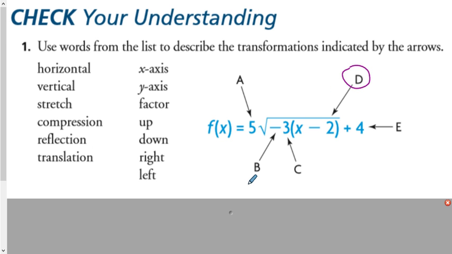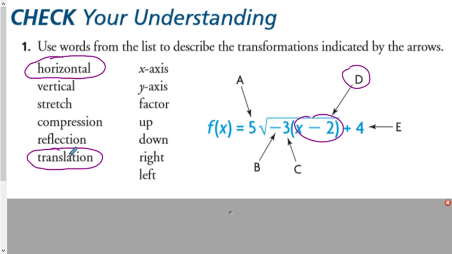Here we go. D is pointing at this one right here. This is going to move us to the left 2 spots. So we're moving horizontally. So this is a horizontal translation. Translation just means moving, not stretching or squishing. A horizontal translation, and it's going to be to the right in the positive direction. So horizontal translation, right 2 units.